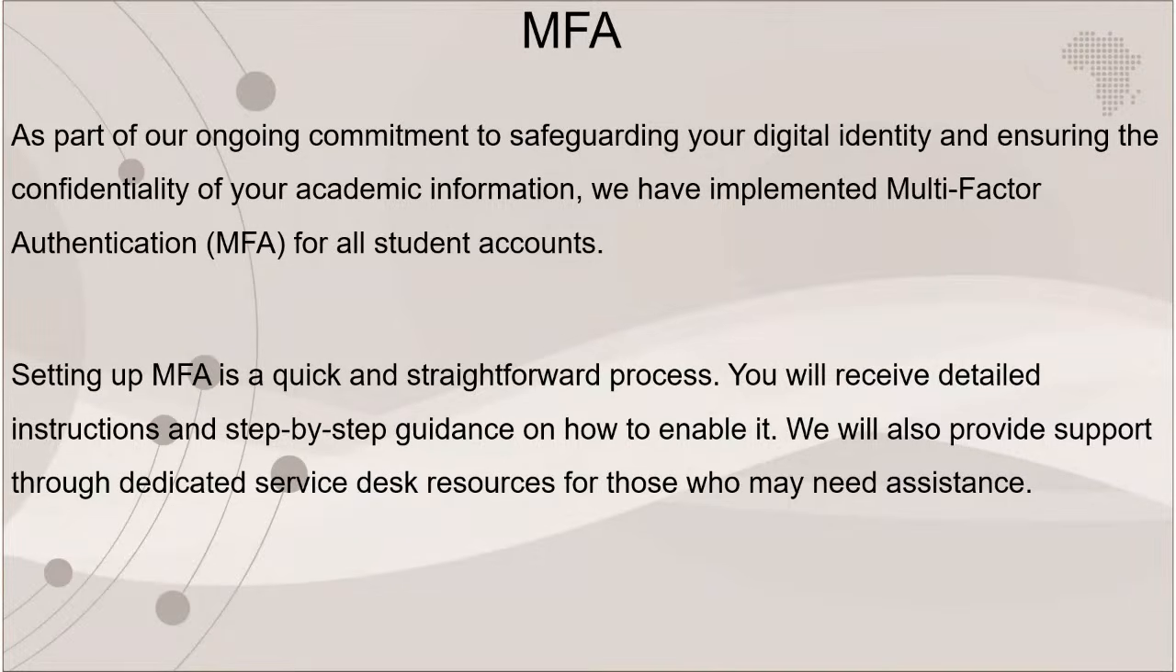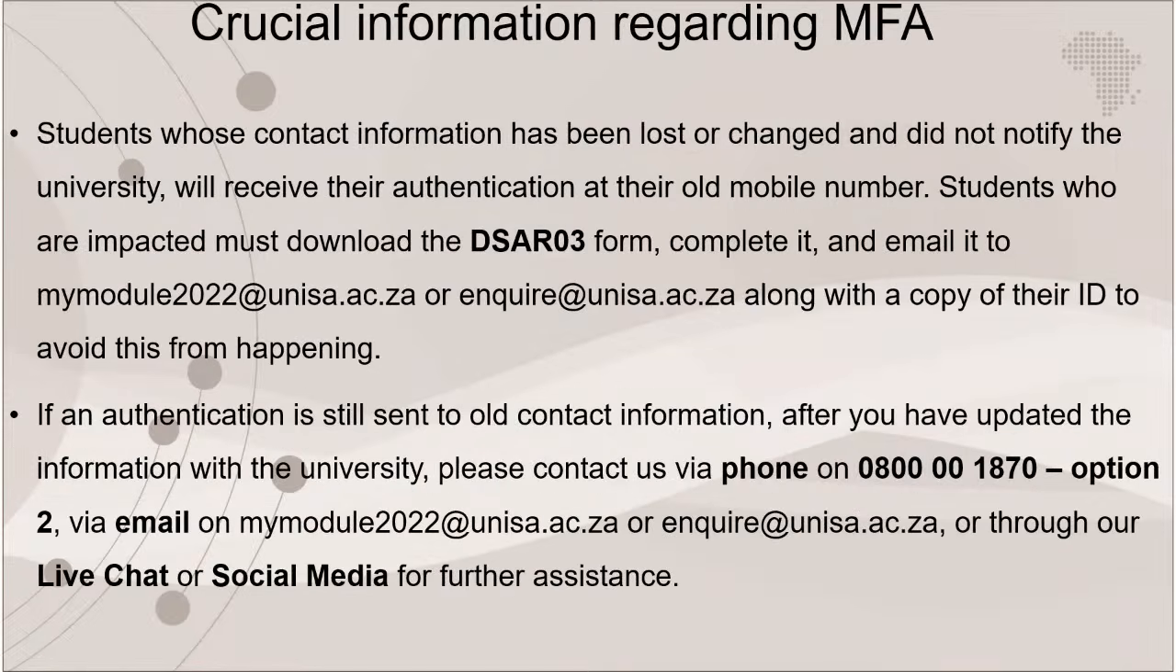There's a form that we will send to you. You fill the form and then you send it back together with your ID copy so that we are able to change the telephone number on our side, and then we update your MFA. Or if you have changed your device, we are also able to remove it and register the new one. You are able to call us using the telephone number, or you can send us an email via mymodule2022@unisa.ac.za, or you can chat with us via the live chat and social media.